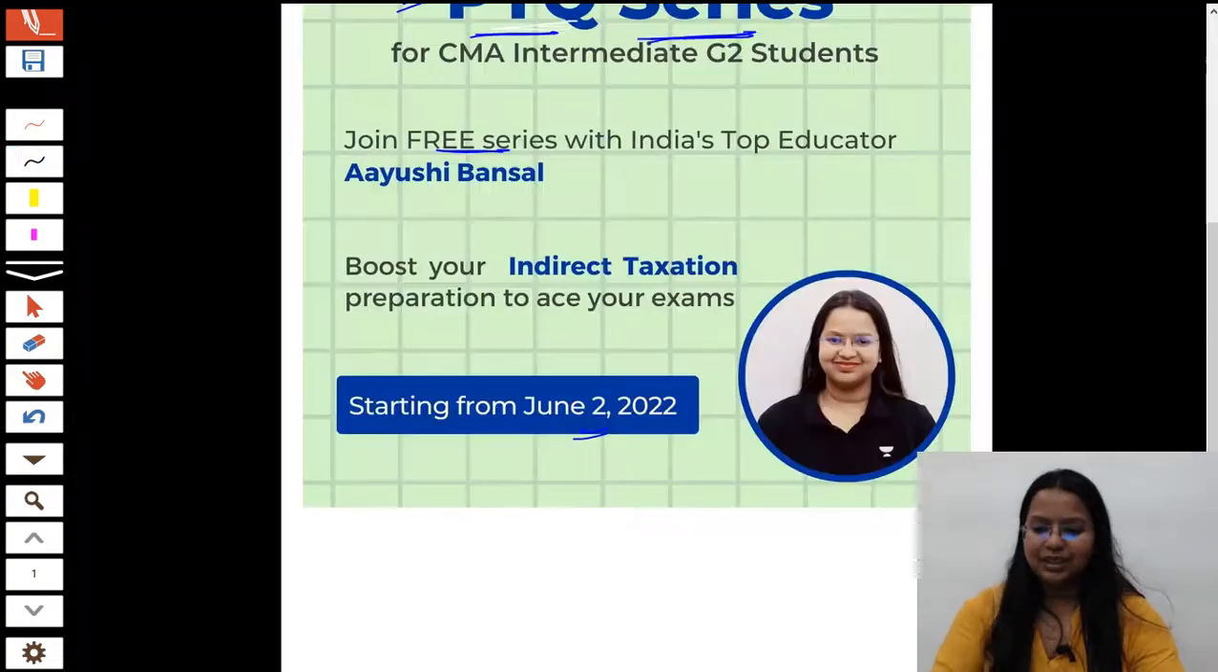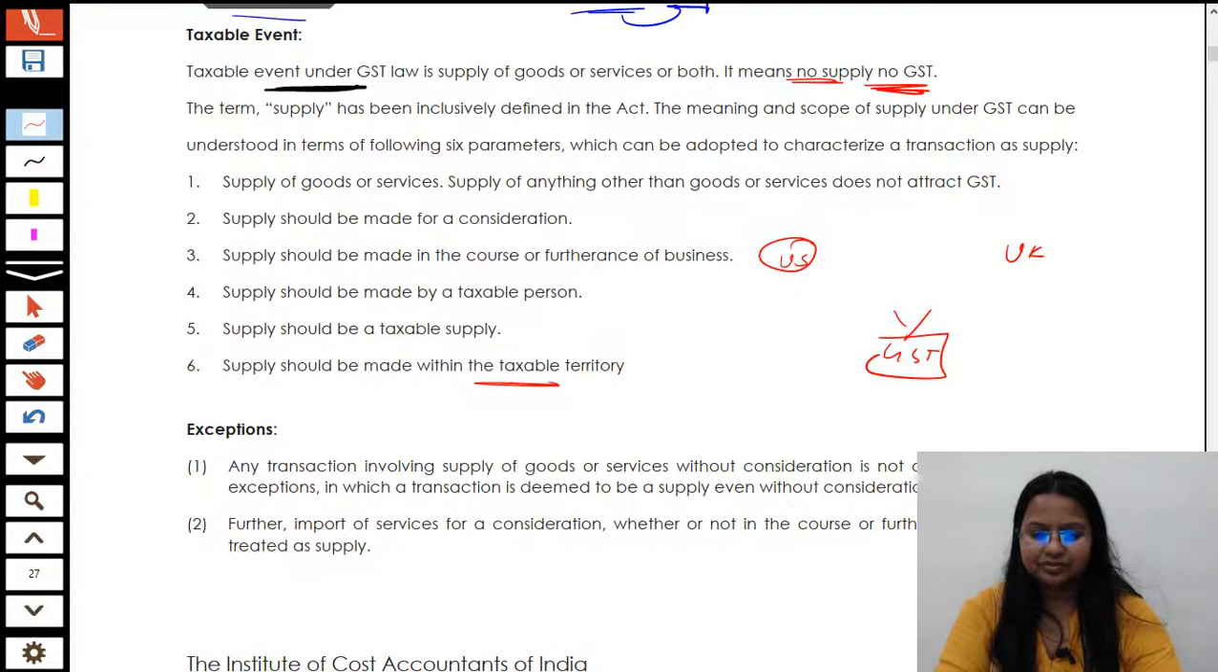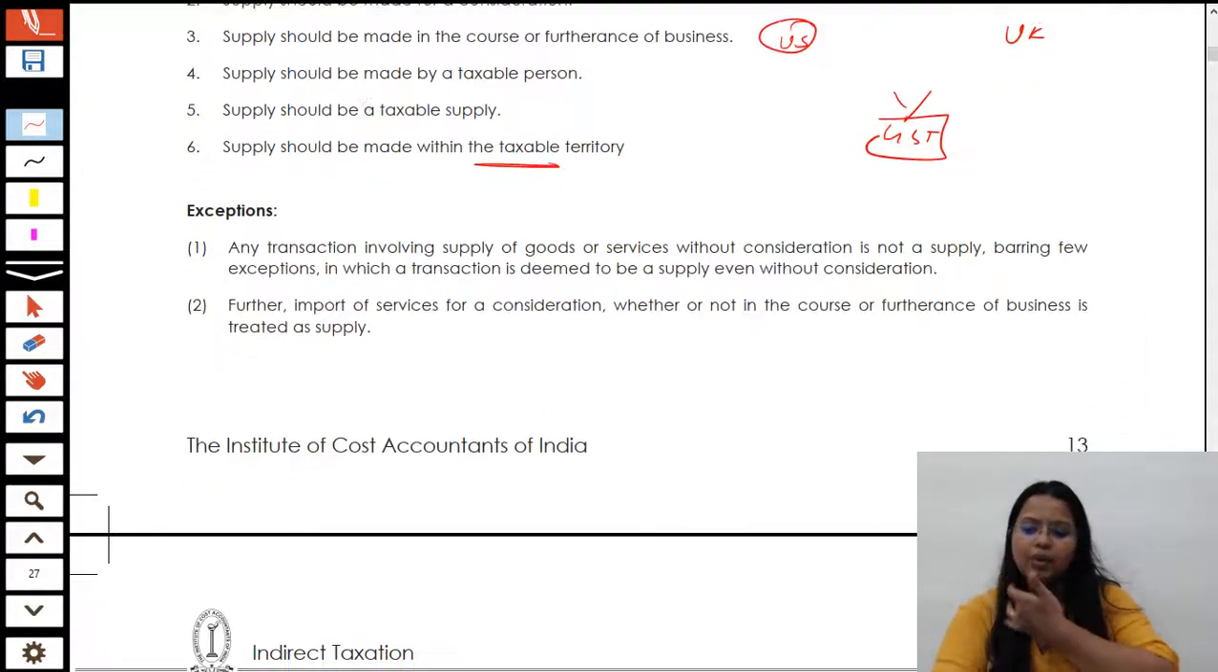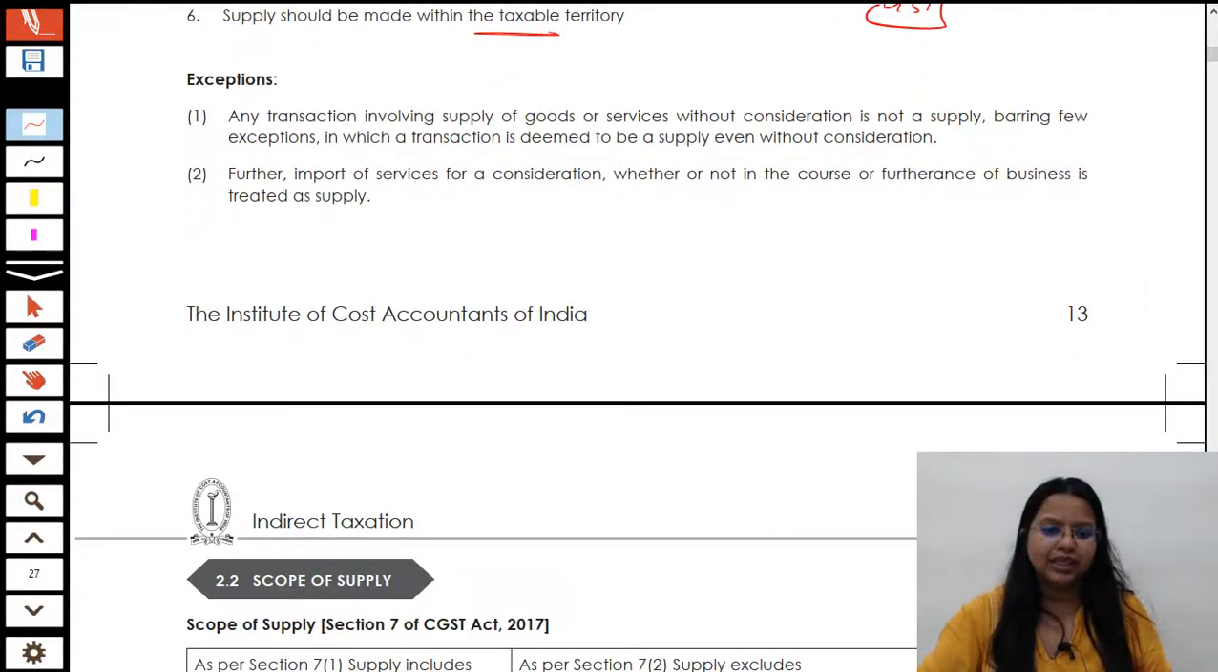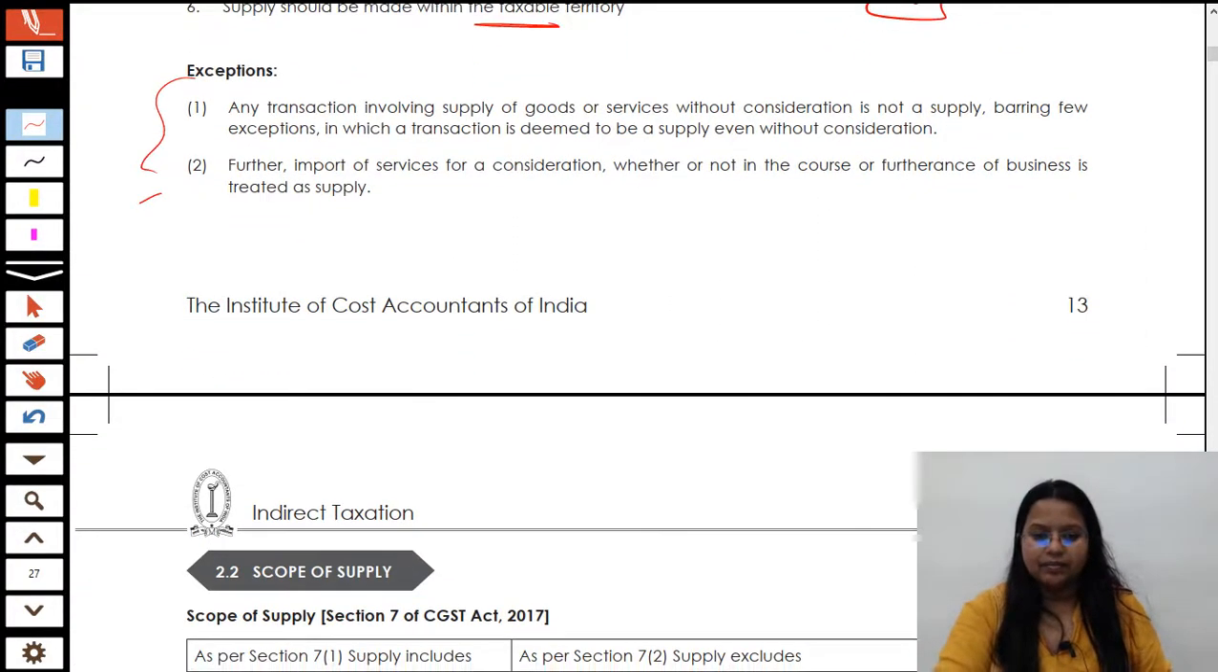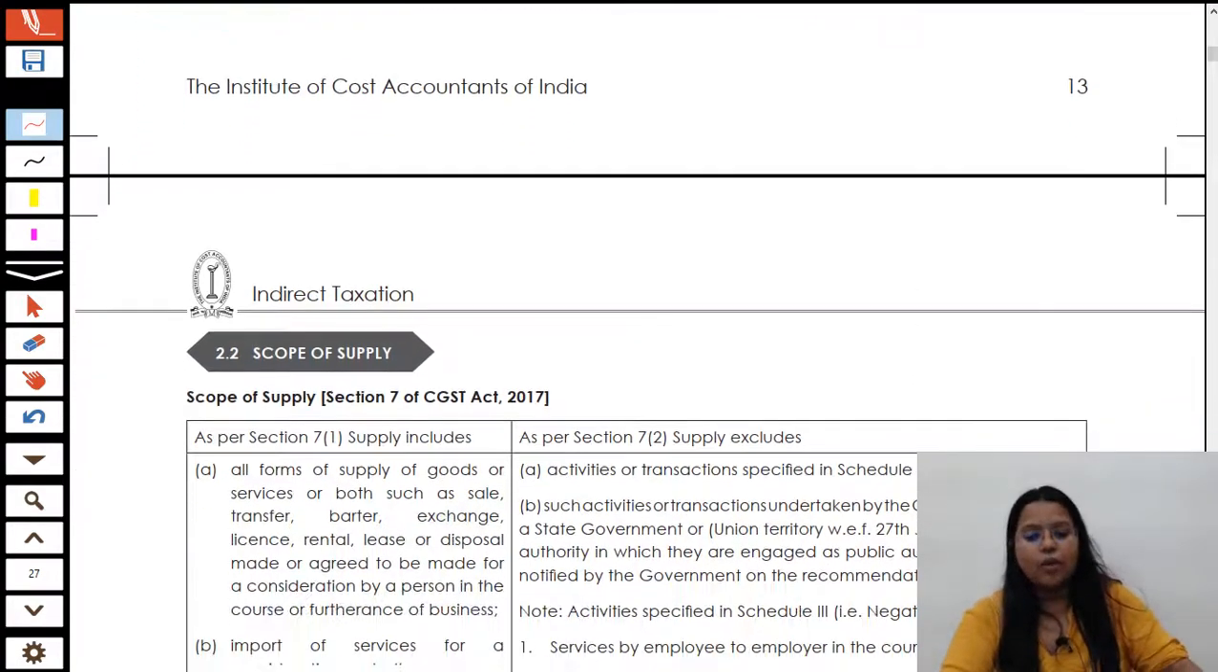Now the next point is, here they have talked about those exceptions. I will cover these exceptions in a later point. Okay. Now the next is scope of supply.